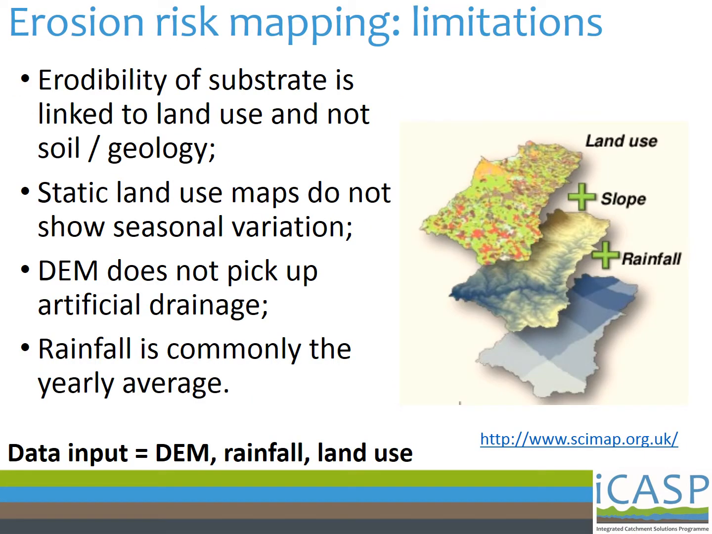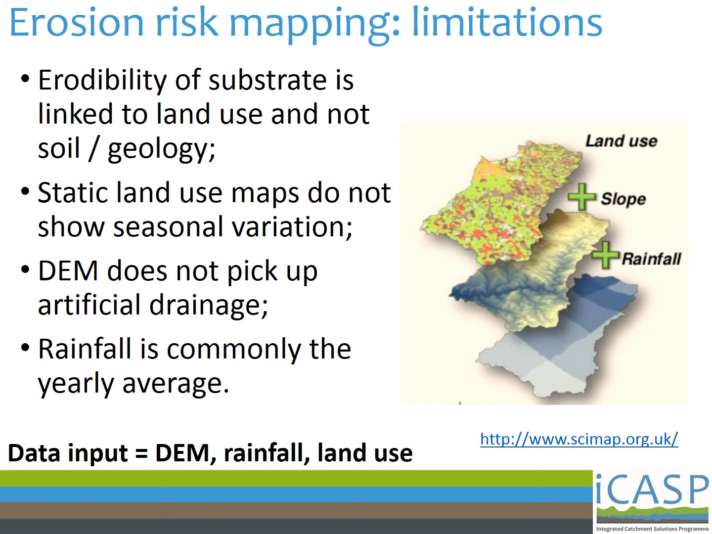As you can see from the previous slides, SCIMAP uses the digital elevation model, rainfall and land use as the data input, but there are a few limitations with this. Erodibility of the substrate is linked to the land use and not the underlying soil or geology. The static land use maps that people often use, those from CEH and Careen, do not actually show seasonal variation. Although they're based on satellite data, they show an average of the year and do not show up bare land or when fields are left fallow.